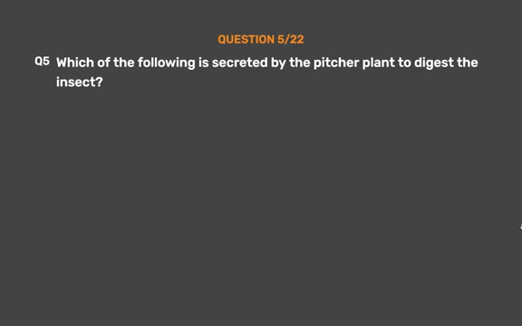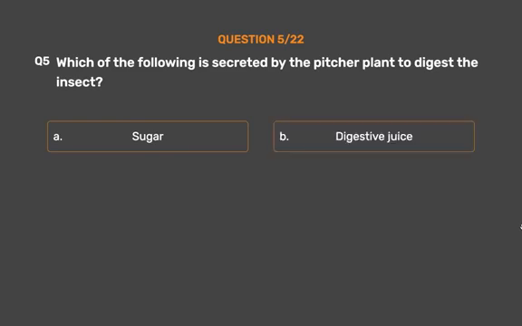Question number 5. Which of the following is secreted by the pitcher plant to digest the insect? Option A. Sugar. Option B. Digestive juice. Option C. Starch. Option D. Saliva.